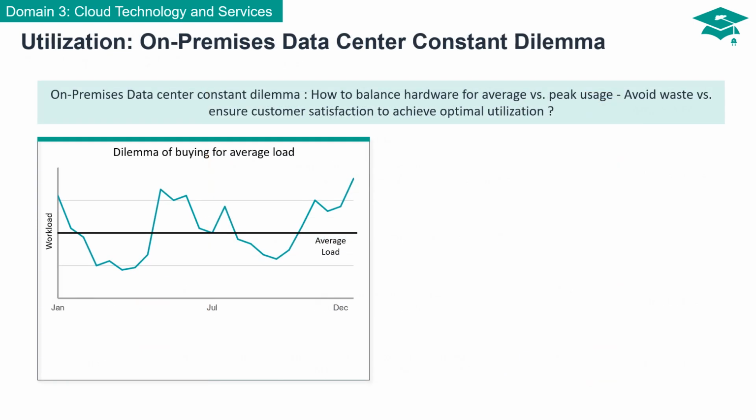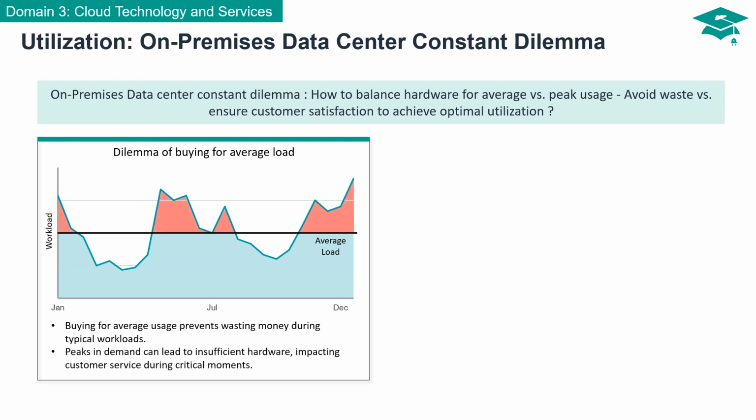Balancing hardware resources in an on-premises data center can be a constant challenge. The dilemma often revolves around optimizing utilization without compromising customer satisfaction. Here's the explanation. Your dilemma when buying for average load. Purchasing hardware resources based on average usage helps prevent unnecessary expenditures during typical workloads. It's a prudent cost-saving strategy for businesses.